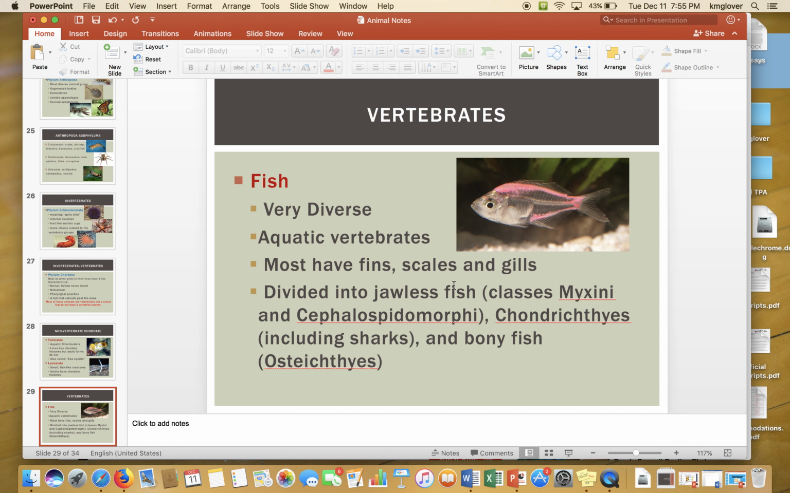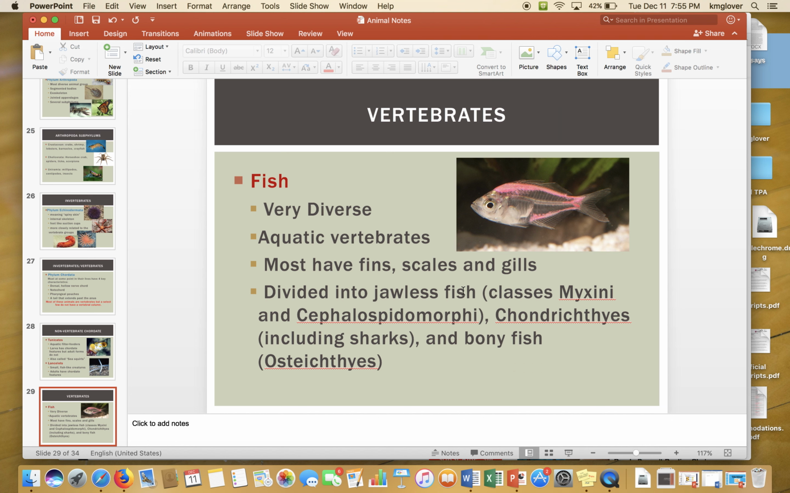And then you have your vertebrate chordates, and these are your fish. Of course fish are very diverse. They do have vertebrae, that means they have bone, they have a backbone. Most fish have fins, scales, and gills. All right, so we divide them into three types. You have your jawless fishes, which is your class Myxini. You have your Chondrichthyes. These are your sharks. Chondro means cartilage, and these have jaws. And then you have your bony fish, Osteichthyes. So sharks are Chondrichthyes, bony fish are Osteichthyes.